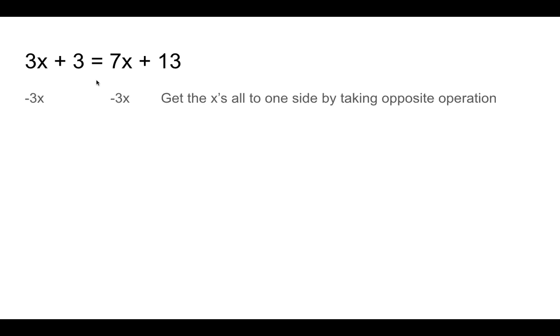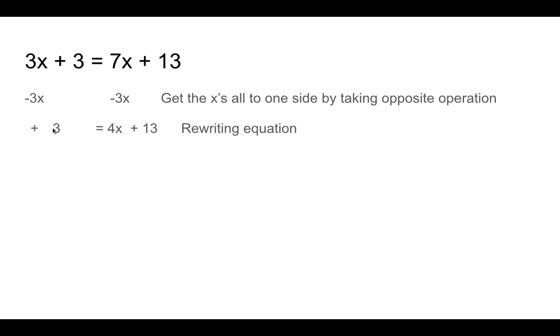So our first step is, you could start either way, either getting all the x's to one side or all the non-x's to one side. It doesn't really matter, but in this case, I end up getting all the x's to one side by taking the opposite operation. Since this is a positive 3x, since there's no operation or sign out front, we take the opposite, which is negative 3x, and whatever we do to one side, we have to do to the other. That way we cancel out, but we still are keeping that value there.